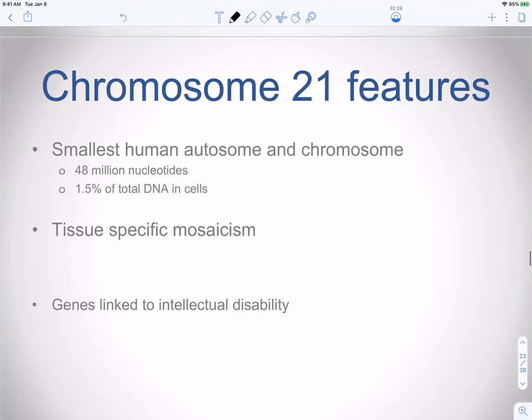Okay, so chromosome 21 is tolerable. It's the smallest human autosome, so it has the least number of genes. It's only 1.5% of the total DNA in a cell. And you can have tissue-specific mosaicism with this. The mosaicism can arise in the germline if you have germline mosaicism. Typically, women who are less than 30 years of age have a recurrence risk of 1%.